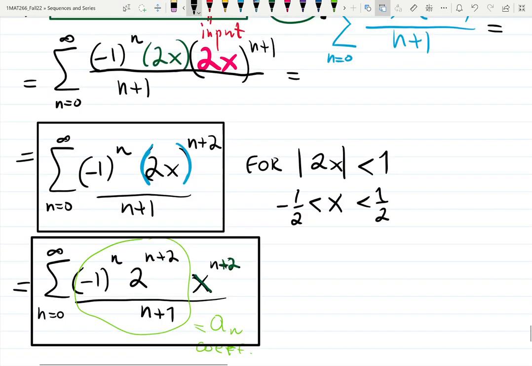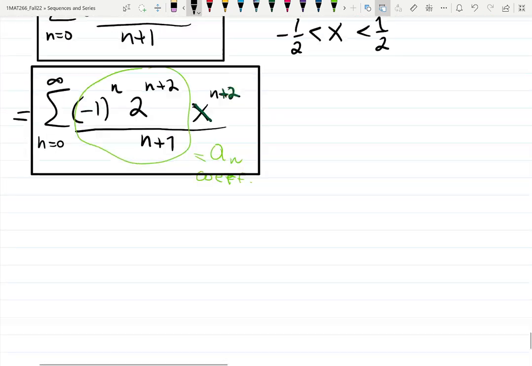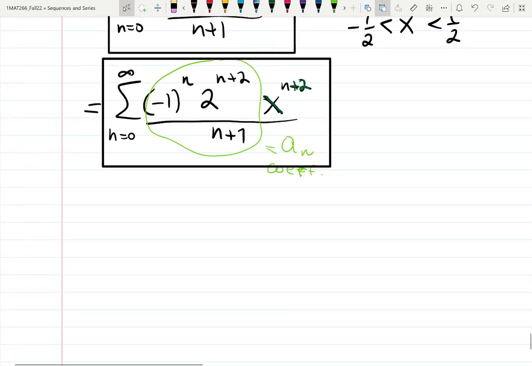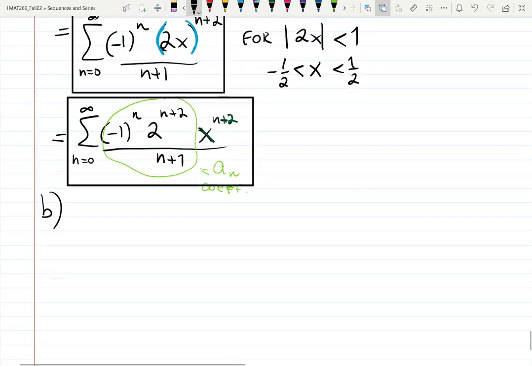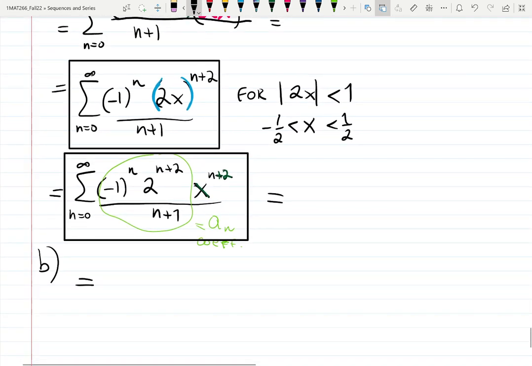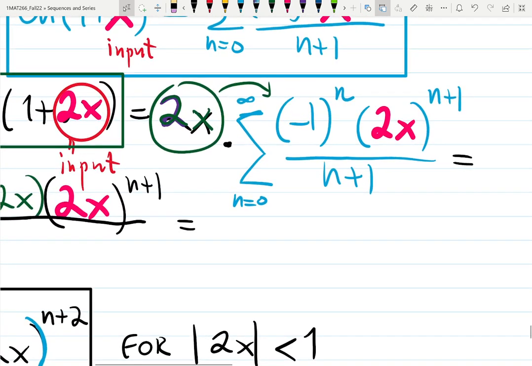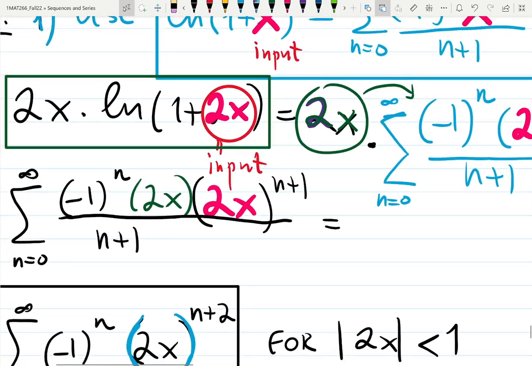We answered A. A asked us to find this sum. We did. B asked us to find 5 coefficients. Okay, I'm sorry, for the first box up there, when you input the 2x, the 2x in green and the 2x in red. What happened to the 2x in green? Did it get turned into the 2? No, check it out.